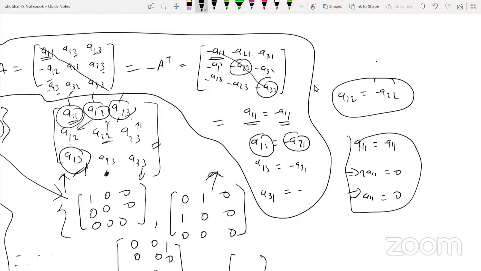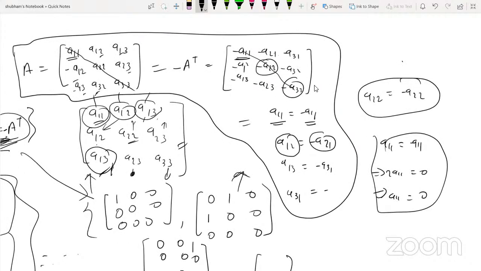Clear? Yes, sir, got it. No, still I made a mistake. That's why I made a mistake here. Sir, actually, in this minus A transpose, I can explain, sir.